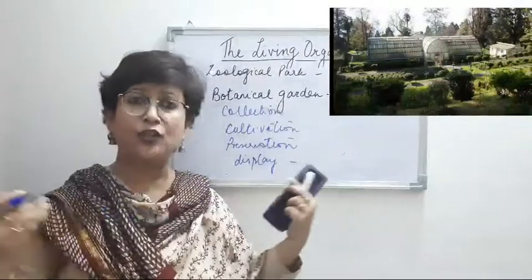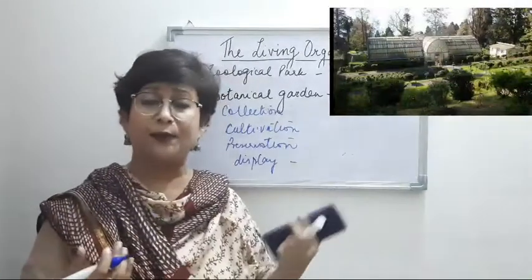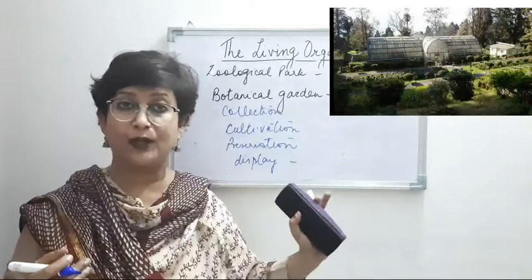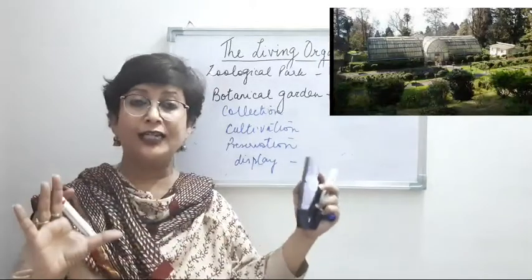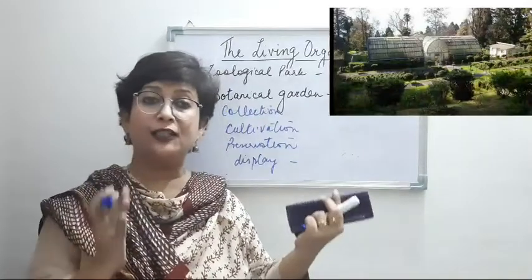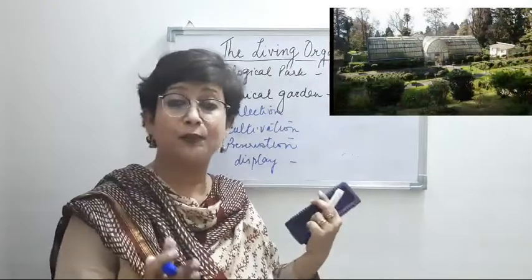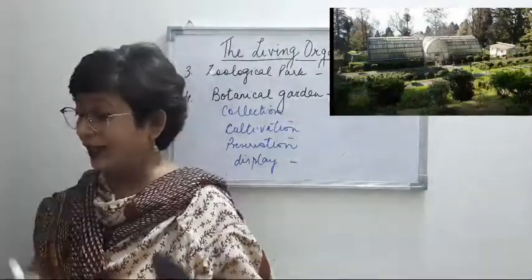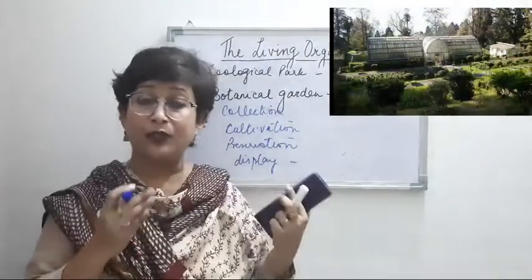And there is a range of plants kept in the botanical garden, and every species of plant will have a label, right? That label would tell the name of the plant, the common name of the plant, and the scientific name of the plant as well, right? So all that is seen in the botanical garden.